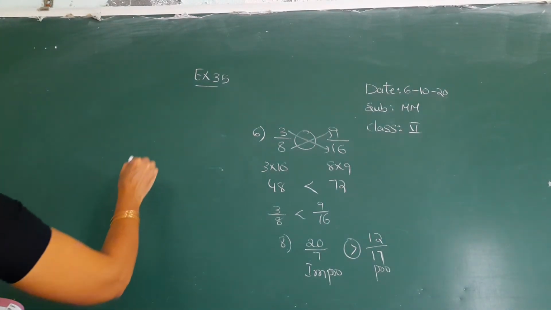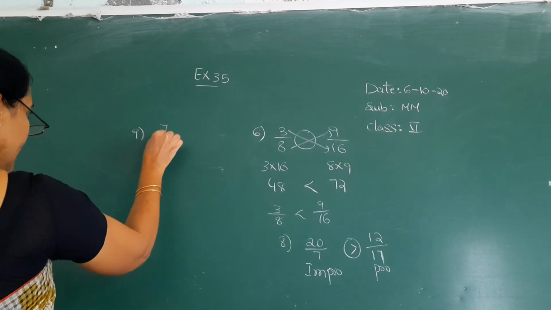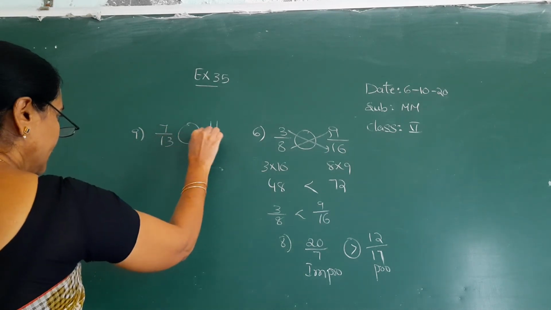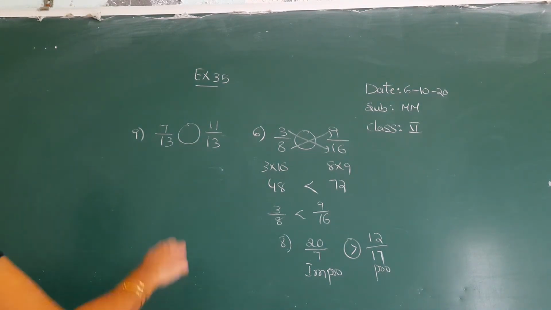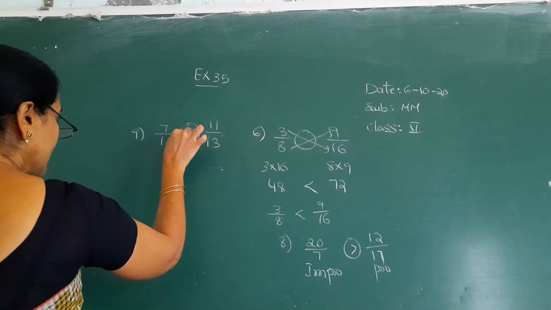Ninth one. 7 by 13, 11 by 13. Here observe the denominators are same. In the case of denominators are same, where the numerator is greater, that fraction is greater.